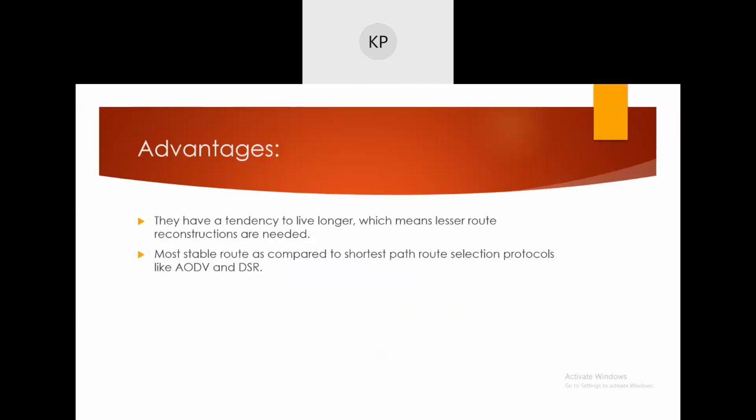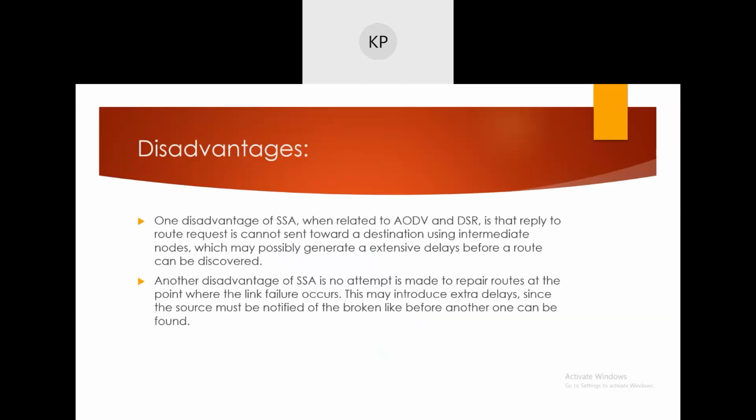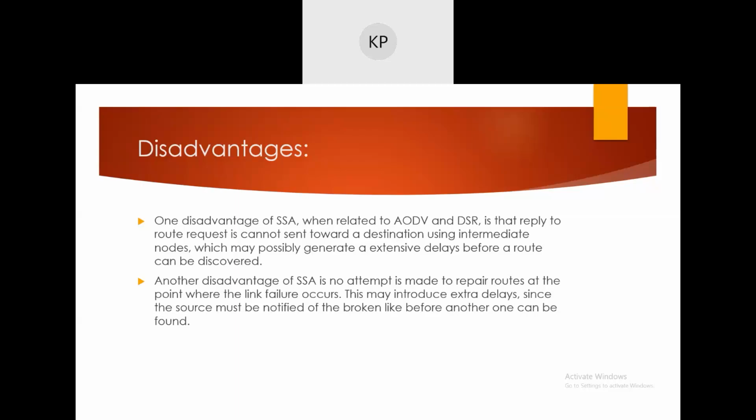There are the advantages. They have a tendency to leave as compared to the shortest route selection. Yes, one disadvantage is it can't send, it follows only the some delay in the routing system. Another disadvantage of SSA is no attempt is made to repair routes at the point where the link failure occurs. This may introduce extra delay since the source must be notified of the broken link before another can be found.